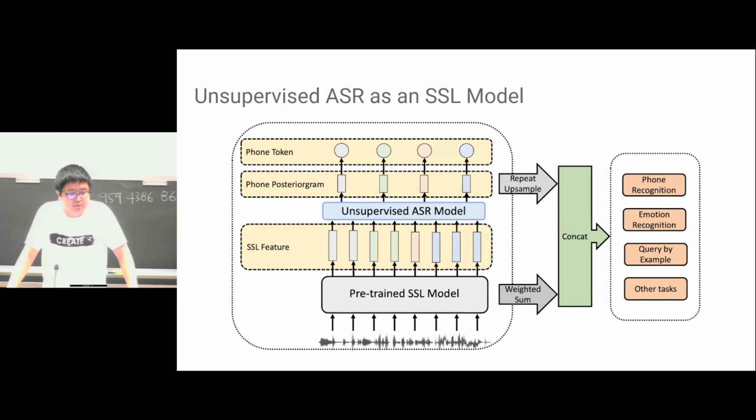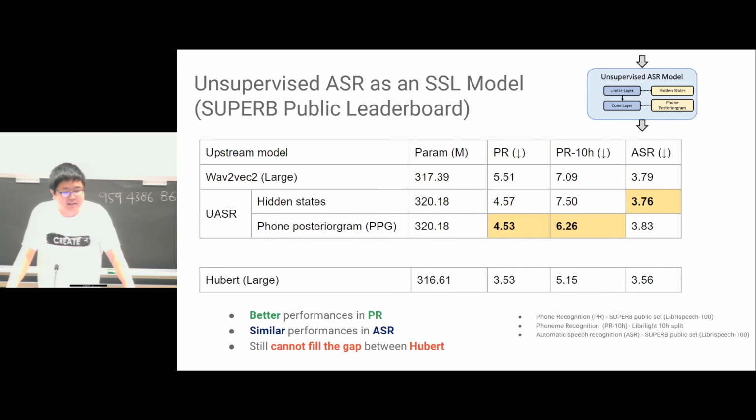So to use this unsupervised ASR as a self-supervised model, what we are doing is something like this. After getting the self-supervised feature from speech, we input it into the unsupervised ASR and we get the phoneme posteriorgram from that and use it as an additional feature to the original self-supervised feature for downstream tasks like phoneme recognition, emotion recognition, query by example, and so on and so forth. In terms of that, we are testing on the SUPERB public benchmark.